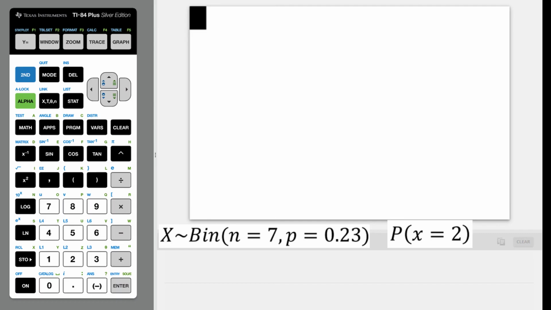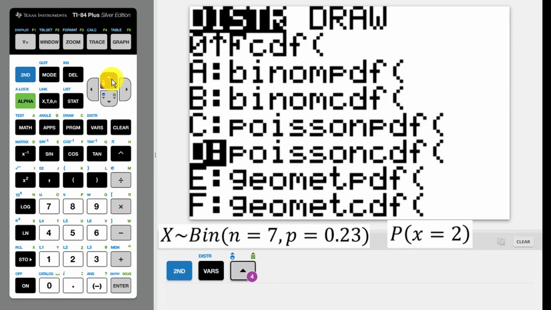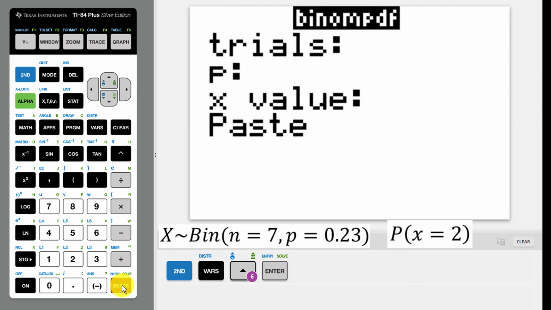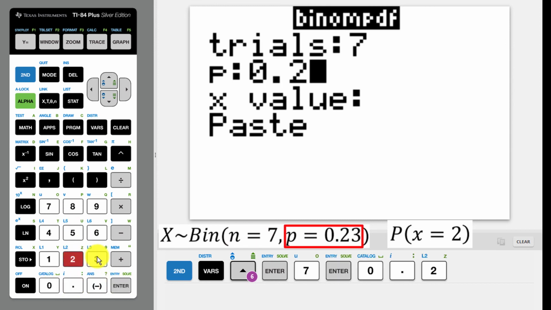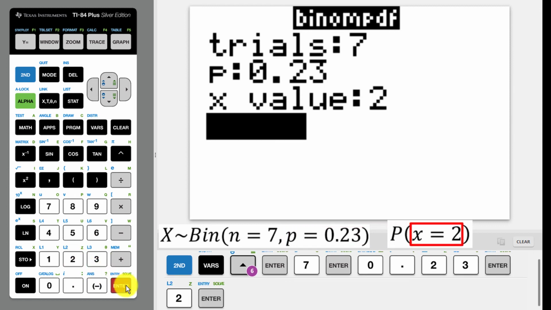Here I am with the TI-84 calculator. If you press second, then distribution, which is the second option in blue over the vars key, press up to get to the bottom of the list, and then you can continue going up until you get to the binomial PDF for binomial probability density function. You can select this option by pressing enter. The trials are just n, which is equal to 7, p is equal to 0.23, and x is equal to 2, since we wanted the probability that x is equal to 2.